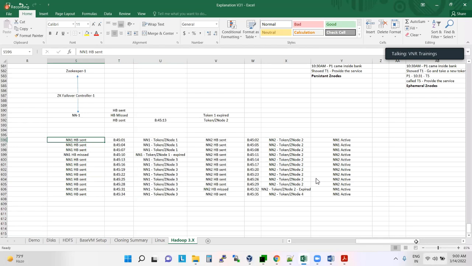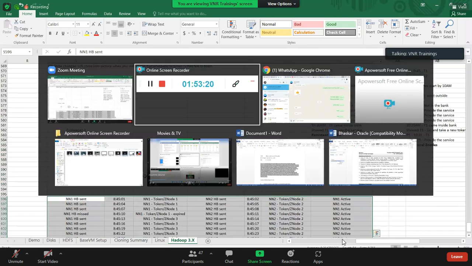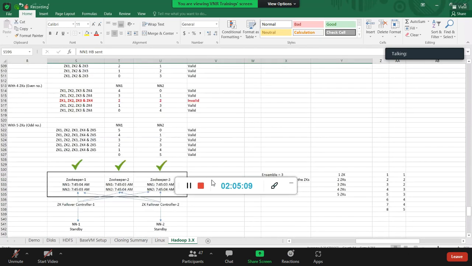So we'll do one thing. We'll stop here, guys, and we'll see the practicals tomorrow morning. Any questions on the Zookeeper part? How it works and all?